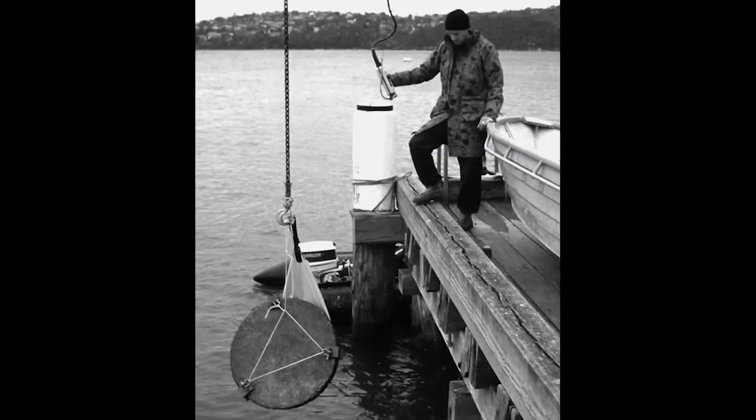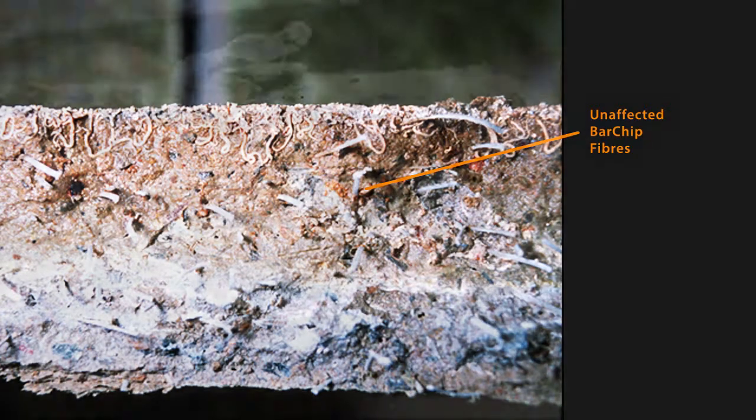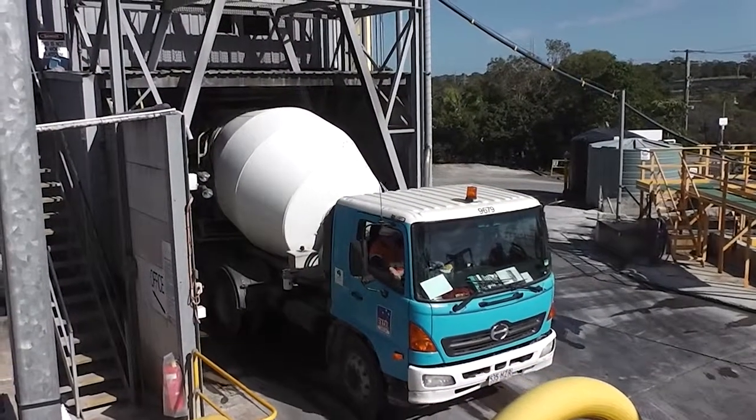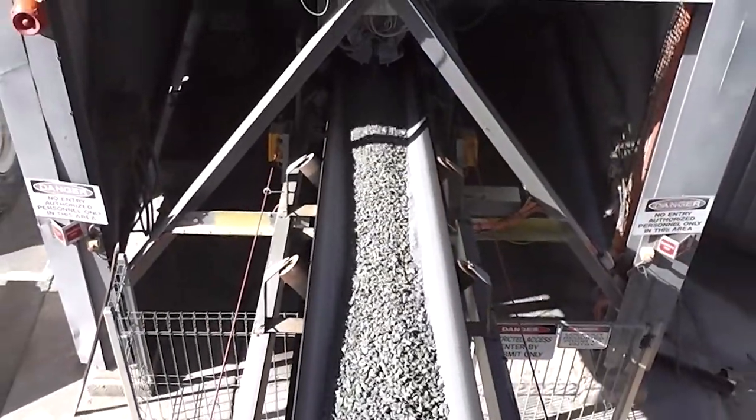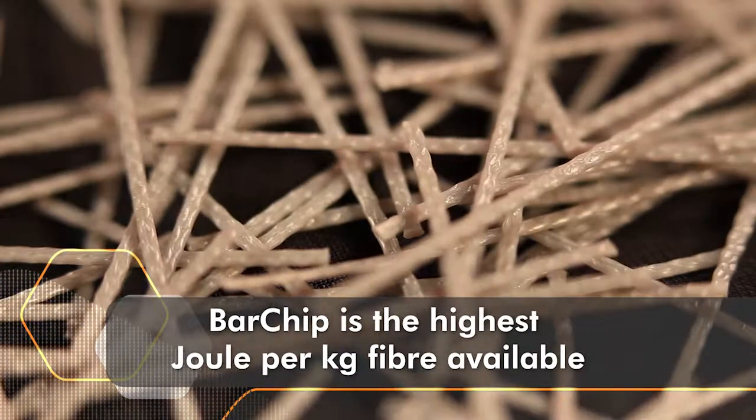In exposure testing, bar chip maintains 99.8% of its load carrying capacity after 1 year of exposure, compared to only 54% for steel fiber alternatives. And all of this is achieved with the lowest dose rate required to meet specifications, making bar chip the highest joule per kilogram fiber available in the market.